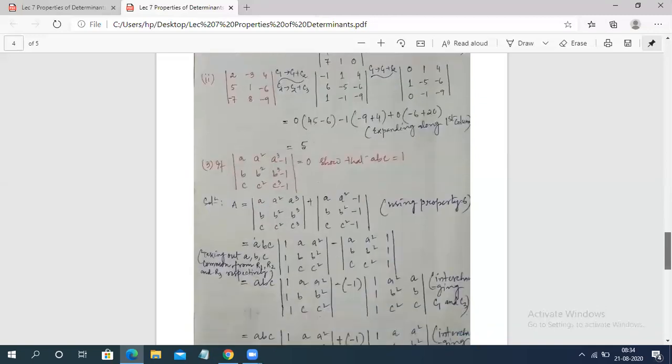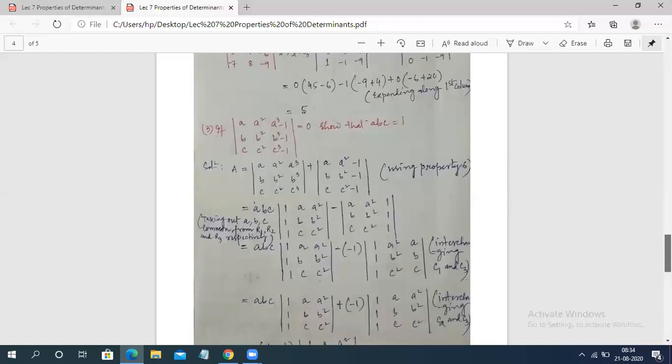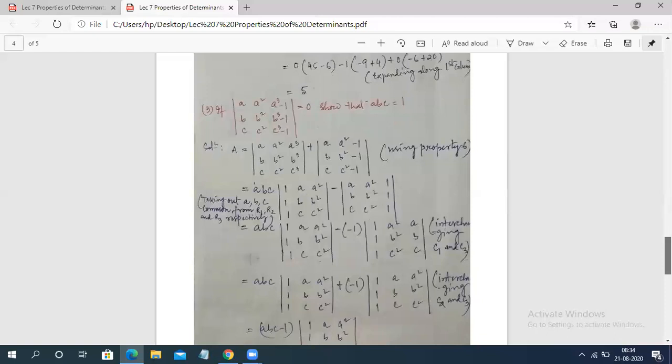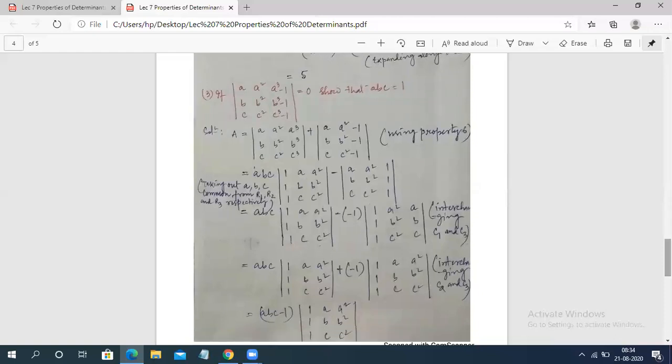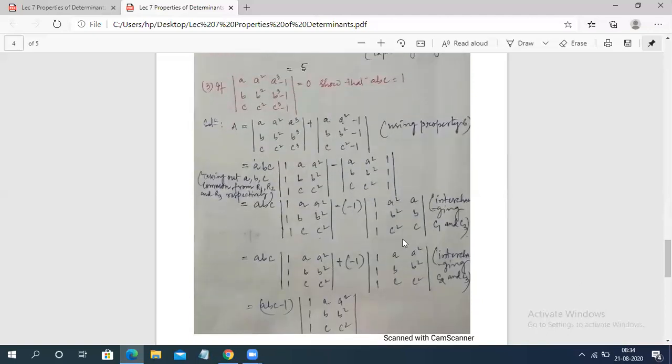Just keep all the properties in your mind and try to solve the remaining questions. Now in your exercise question number 3, there is one transformation. It is given that the determinant of a, a square, a cube minus 1, b, b square, b cube minus 1, c, c square, c cube minus 1 is equal to 0. Now you have to show that abc is equal to 1.